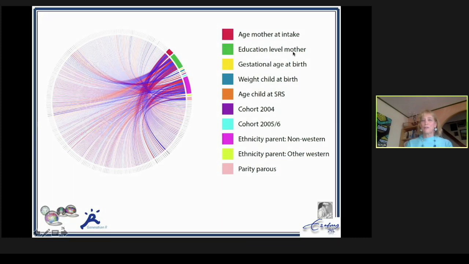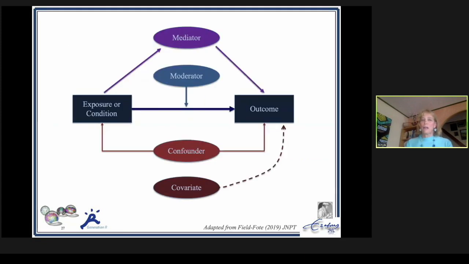So education level of the mother; here's how education level of the mother co-varies with all the other 990 variables, age of mother at intake. You can see that unlike a map of what genetics would look like, you get high correlations between different variables. And variables can be considered mediators, moderators, confounders, or covariates.